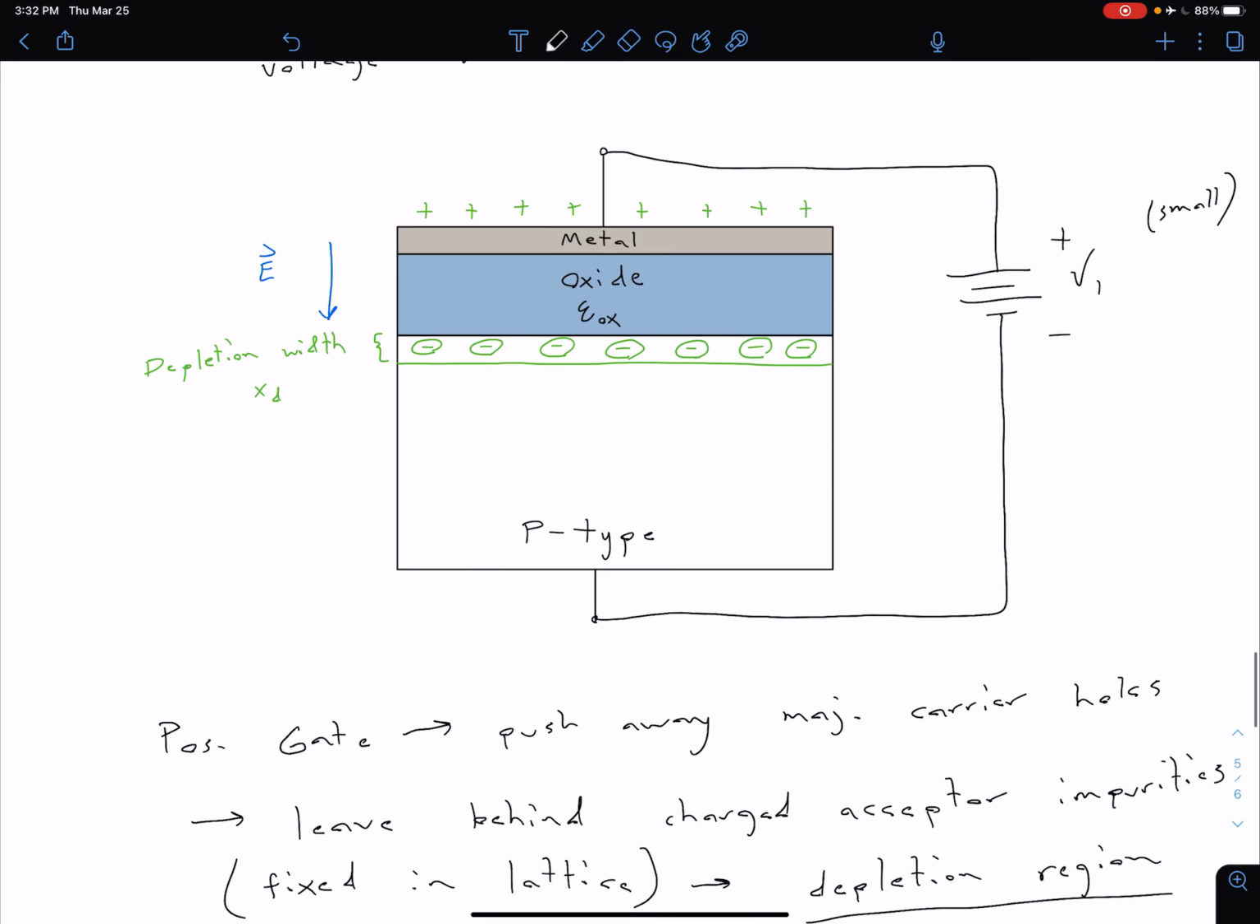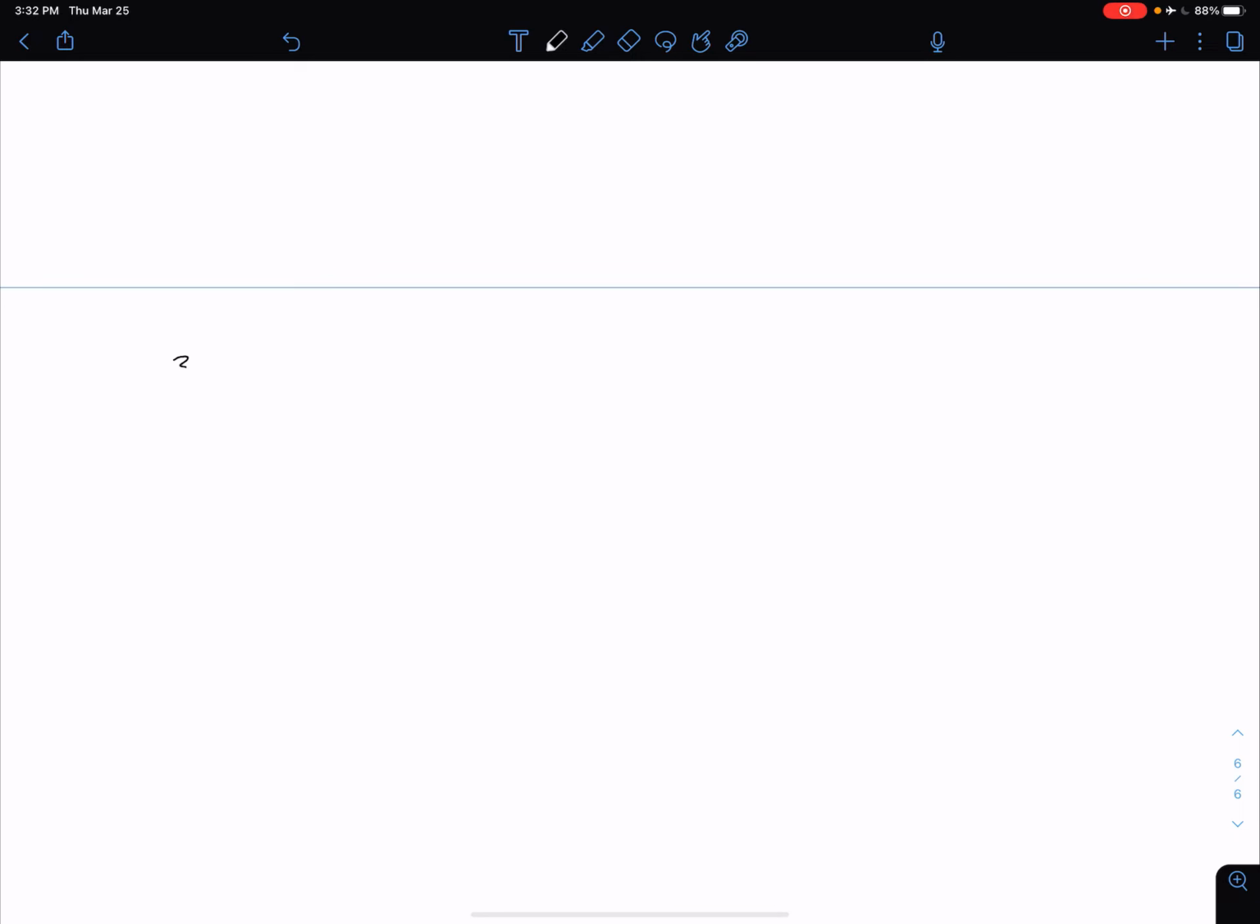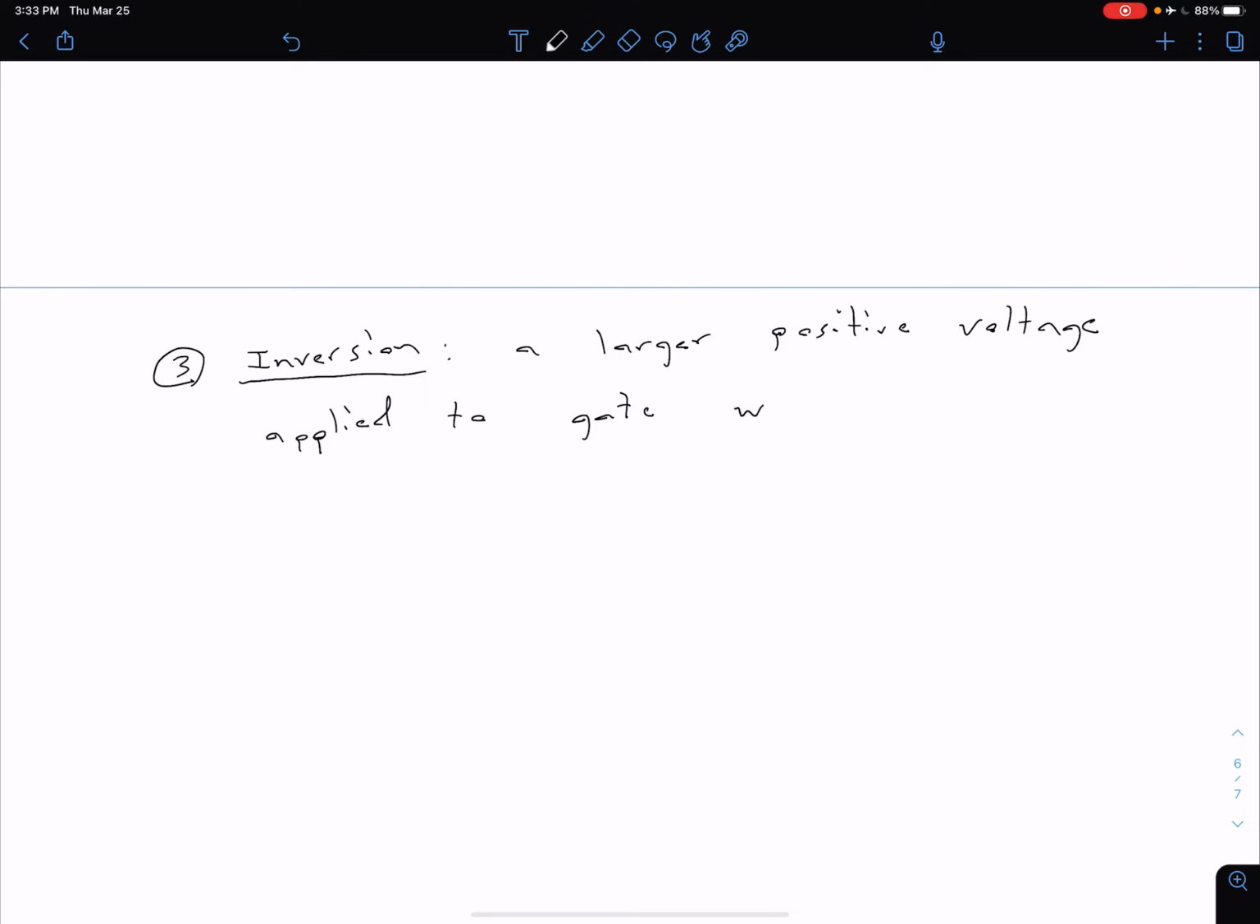For our third operation mode, we just take that a step further, and instead of a small positive bias, now we're going to apply a larger positive voltage. The mode 3 is going to be called our inversion mode. Again, we just have a larger positive bias applied to our gate. So, larger positive voltage. I'm using voltage and bias kind of loosely, interchanging them, and that's fine. They both mean the same thing here. So a larger positive voltage applied to our gate with respect to our substrate.